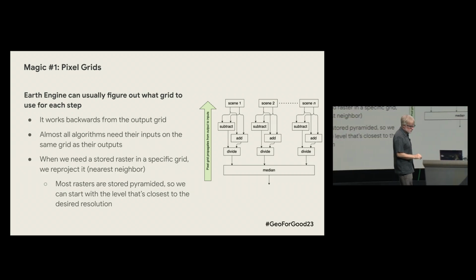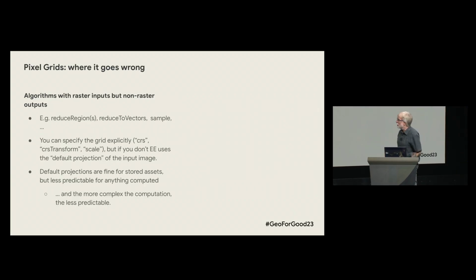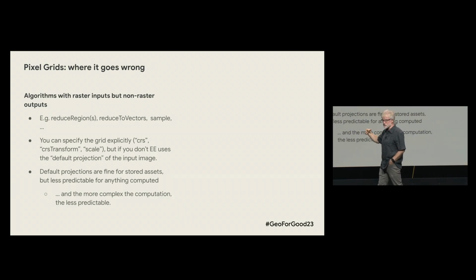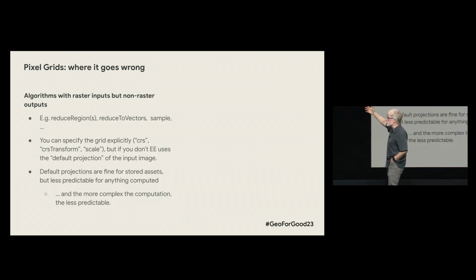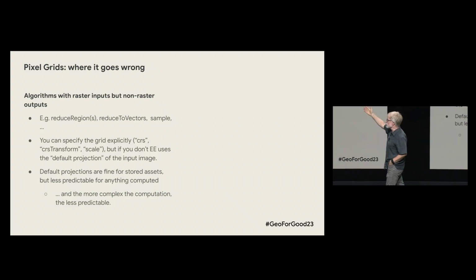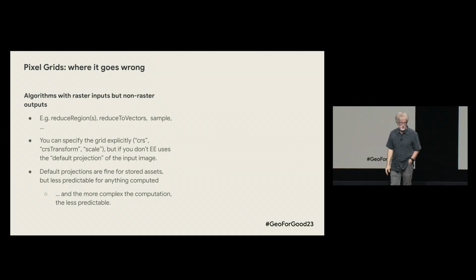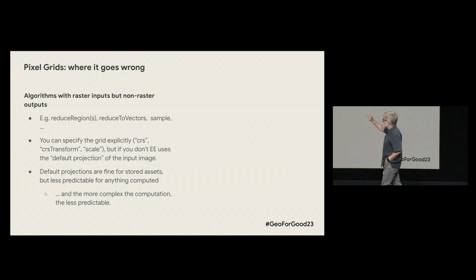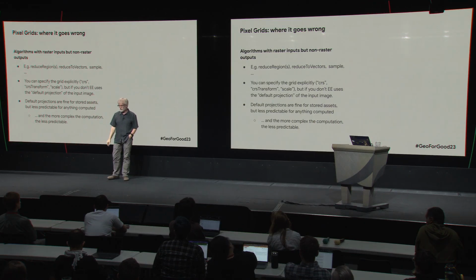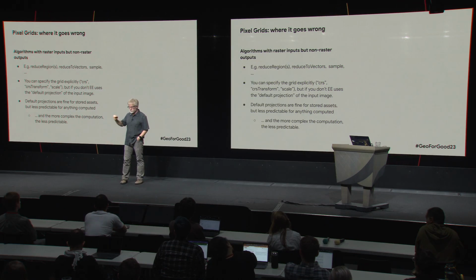Where it breaks down is that not all algorithms produce rasters. Some consume rasters, some use rasters as inputs, but don't have any raster outputs. reduceRegion is perhaps the most familiar one. There are other ones like reduce to vectors and sample. If you look closely, you'll see that every single one of these algorithms has arguments that let you specify the pixel grid that Earth Engine should use to prepare its input.